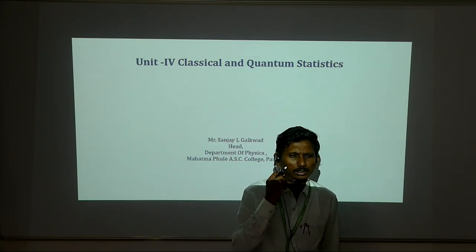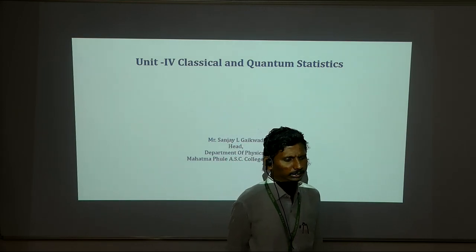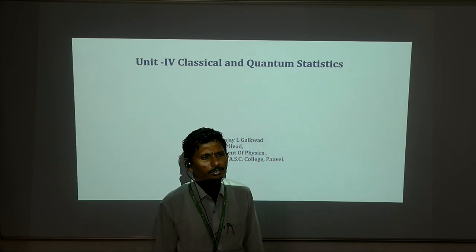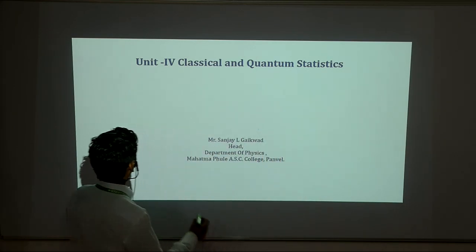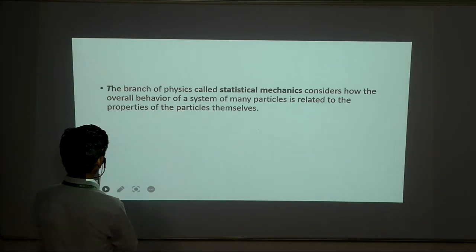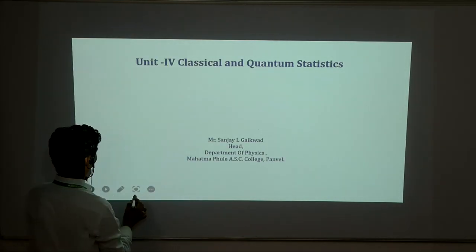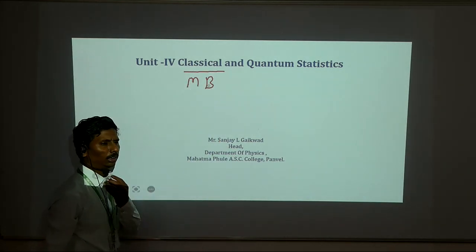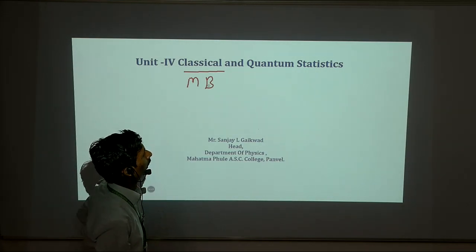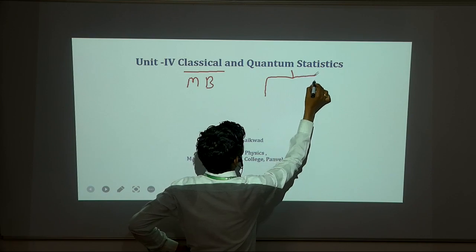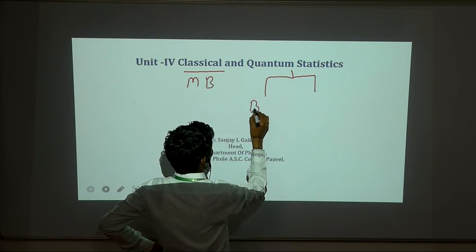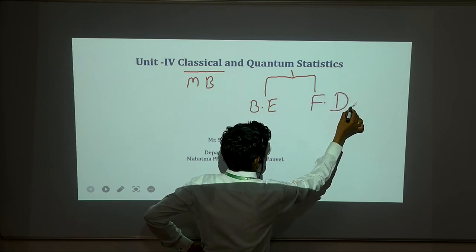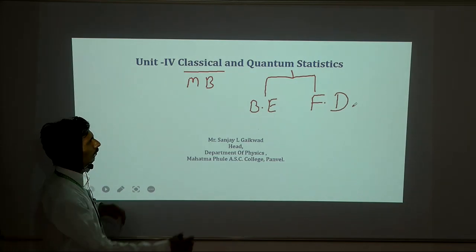Hello friends. In the last lecture we discussed the distinction between classical and quantum statistics. We know that in classical statistics there is the Maxwell-Boltzmann statistics, and in quantum statistics there are two types: one is the Bose-Einstein statistics and the other is the Fermi-Dirac statistics. In the present lecture we discuss the derivation.